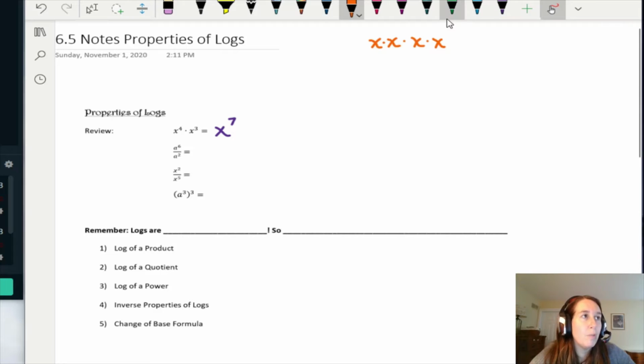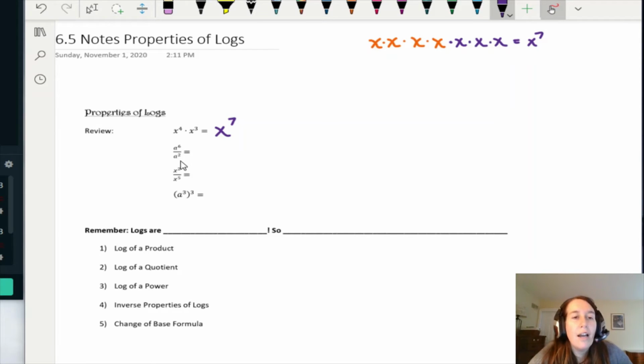And then we're multiplying that by x to the third. So that would be x times x times x, right? So just multiplication. And then you can see that there are 7 x's, and therefore that would be x to the seventh. Okay, and that's why we add the powers.